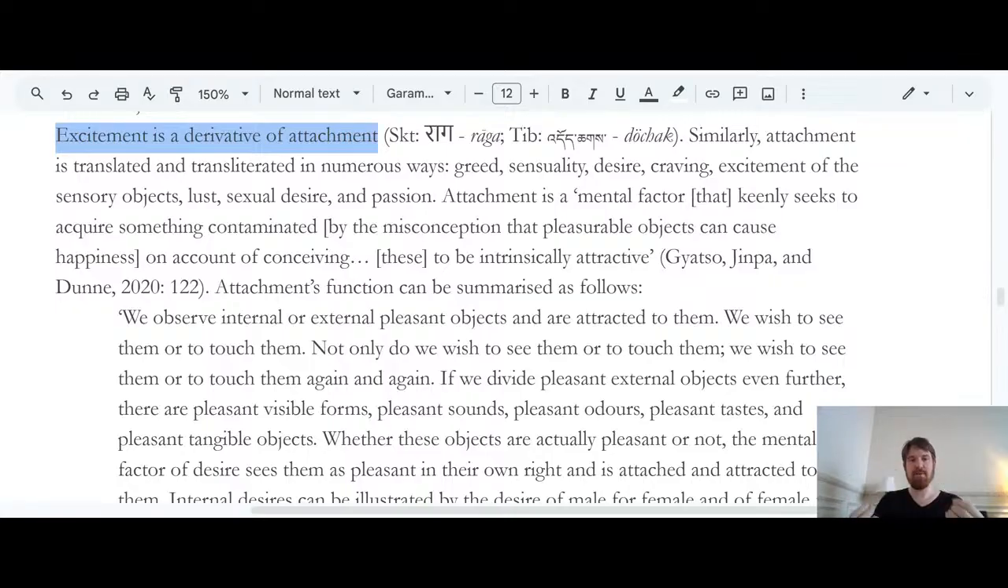The two primary negative emotions, or negative mental states, to be a little bit more general, that we experience are attachment and aversion. Excitement, this mental factor that pulls your mind off of a meditative object, is a derivative of attachment. So, what is attachment?